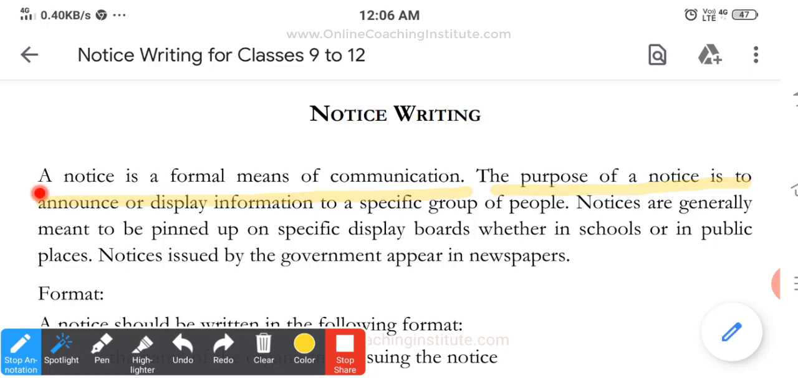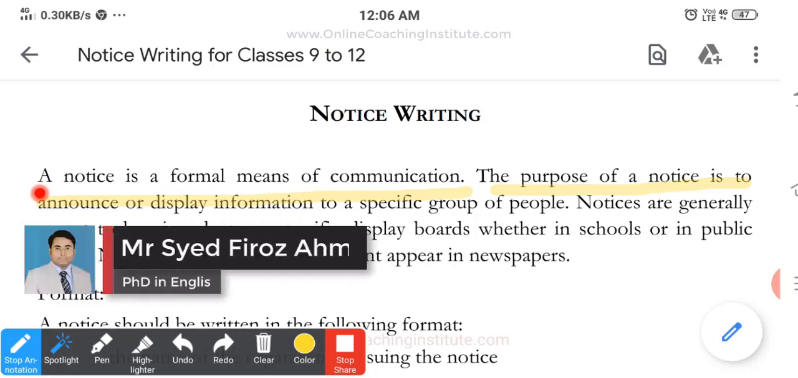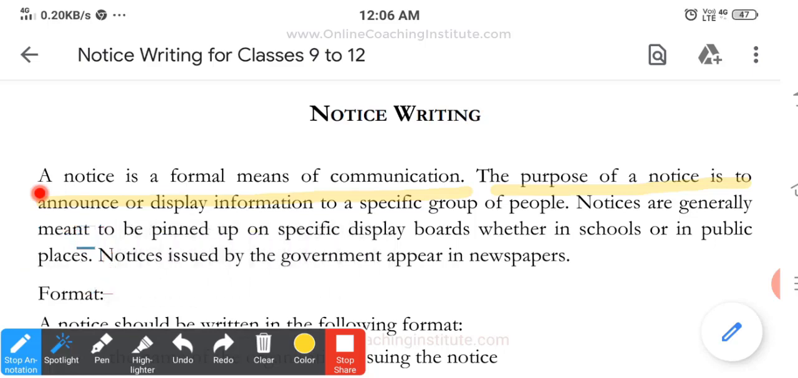Communication is when you put your views to others through different modes of language, either gesture or sometimes verbal, and this is a formal means. So now we shall understand the meaning of formal means. Formal means official, public, where you share your views to different people without privacy. So a notice is a formal means of communication.